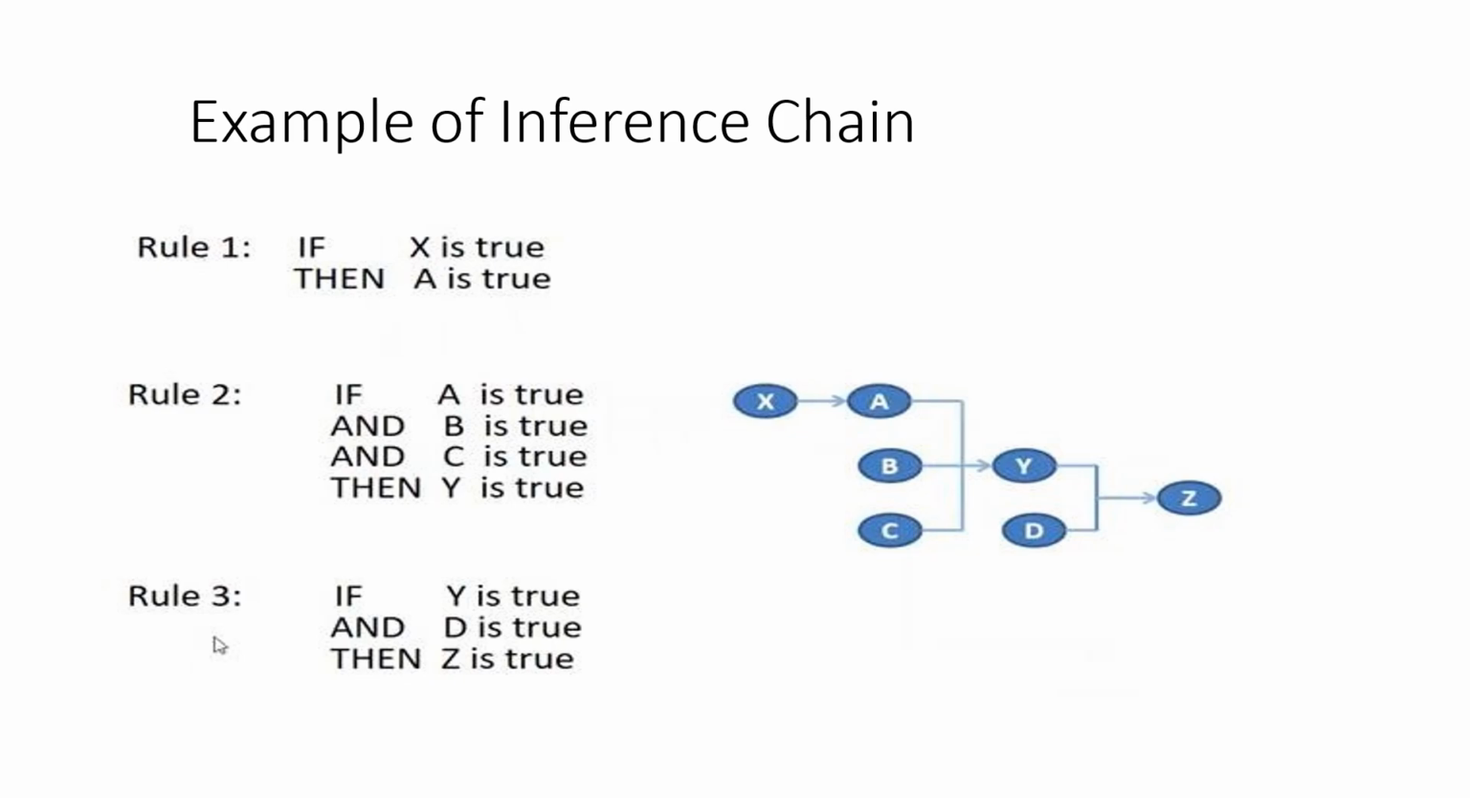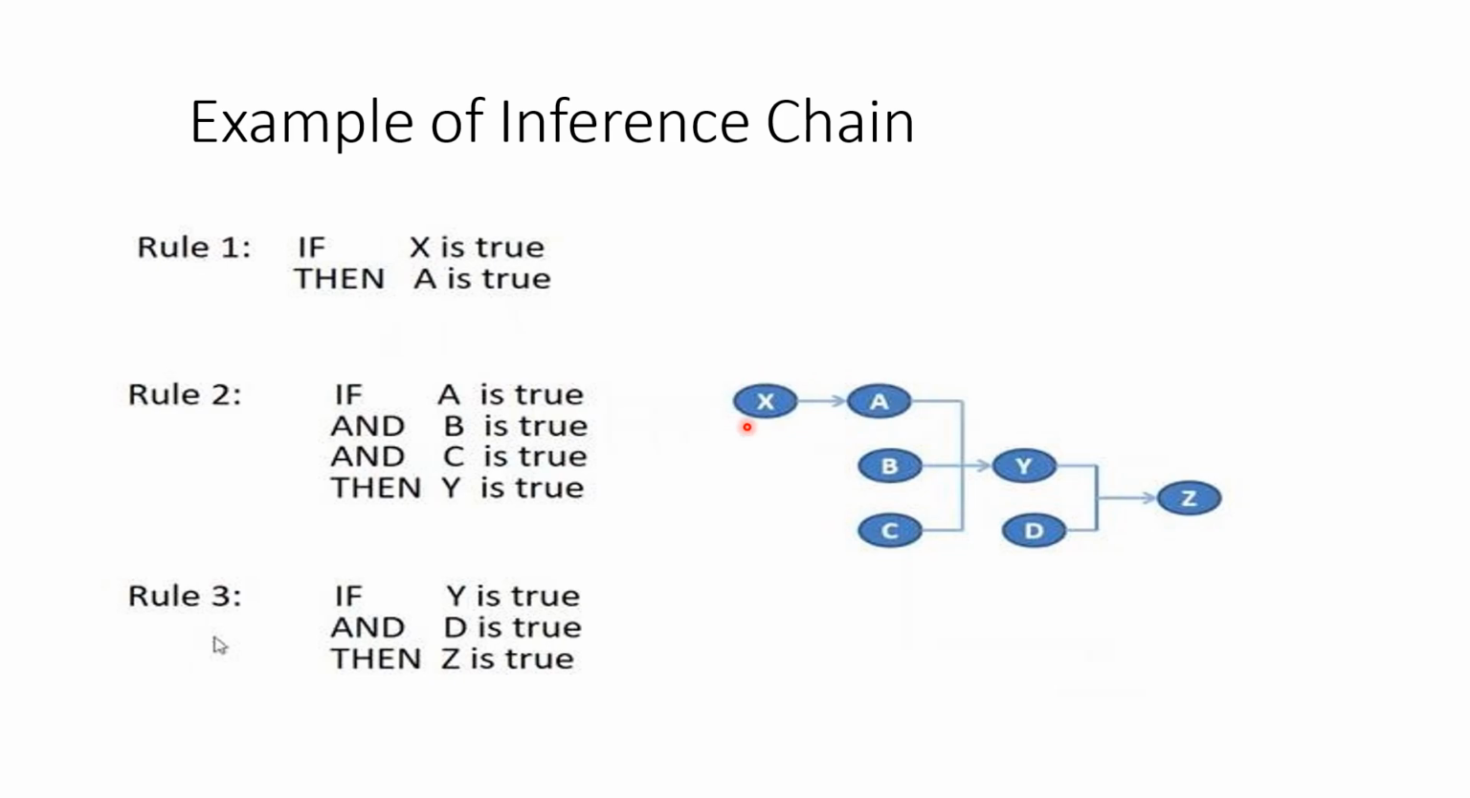Each rule depends upon the facts produced by the previous rules. Here we can see three rules: rule 1, rule 2 and rule 3. Rule 1 is: if X is true, then A is true. Rule 2 is: if A is true and B is true and C is true, then Y is true. Rule 3 is: if Y is true and D is true, then Z is true. So these are the three rules we have.